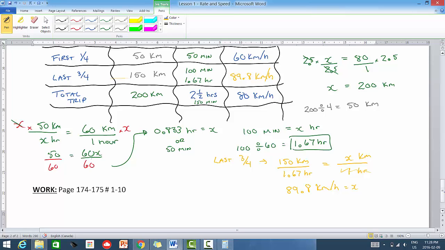Okay, so that's the end of the first one. That's rate and speed, coming up with the unit rates, using speed as a rate, and looking at how you're going to approach different types of questions. What you guys are going to be working on right now is 174, 175, and I'm going to set up another video for you for lesson 2. So good luck, guys. We'll talk when I get back.